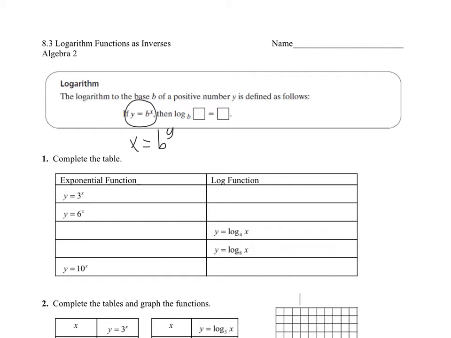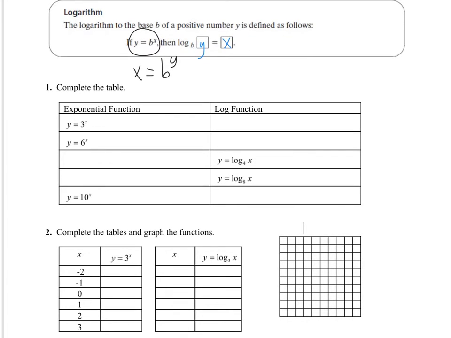So the equation is, if y equals b to the x, then log base b of y equals x. So b to the x equals y. You cross over. So these two are the same thing. Log base b of y equals x, and y equals b to the x. So I can write these as logs.